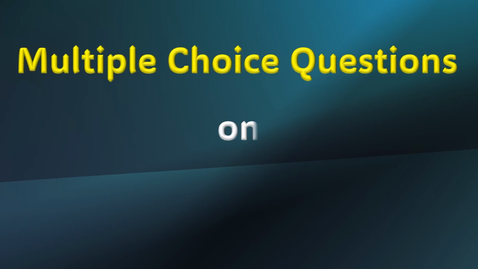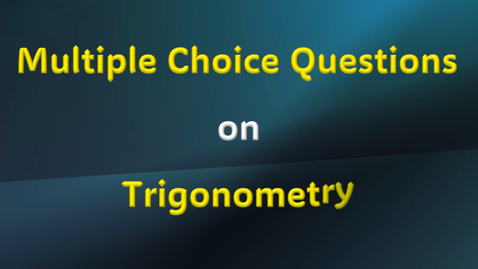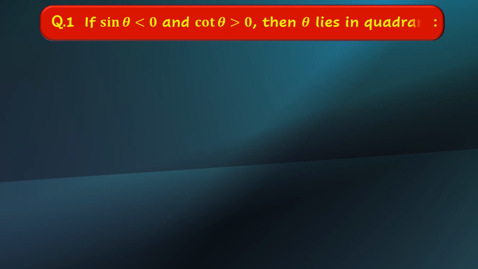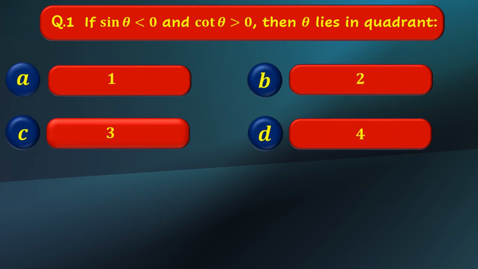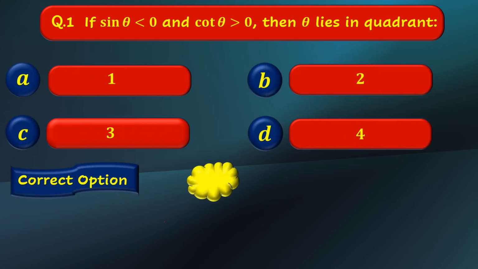In this video, we shall discuss multiple choice questions on trigonometry. Question number 1. If sine theta is negative and cotangent theta is positive, then theta lies in quadrant, and the options are. Let's find out which one is the correct option.